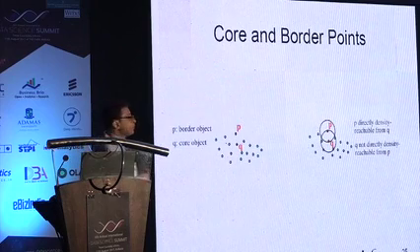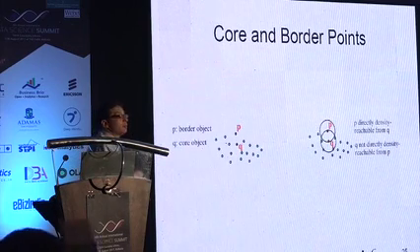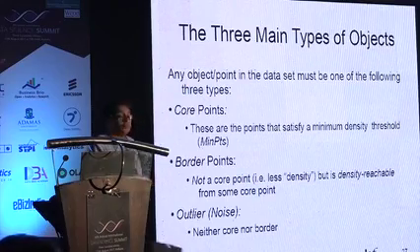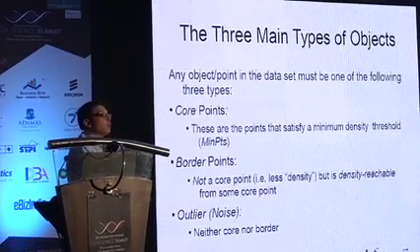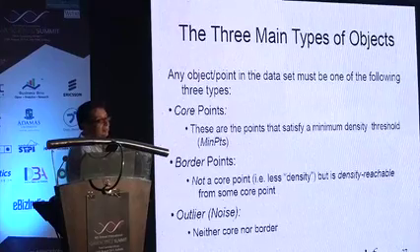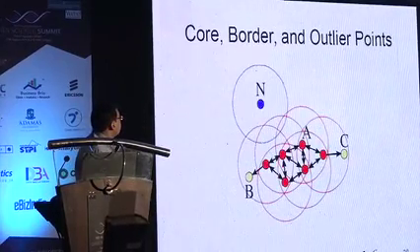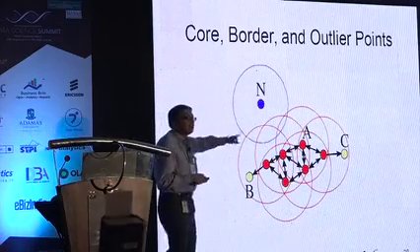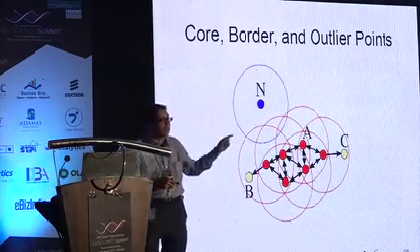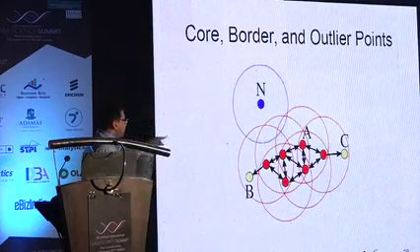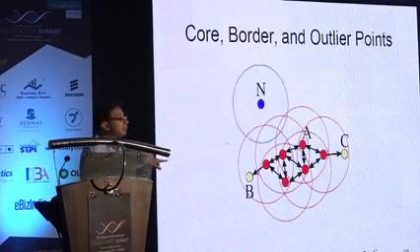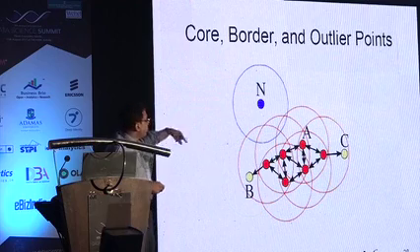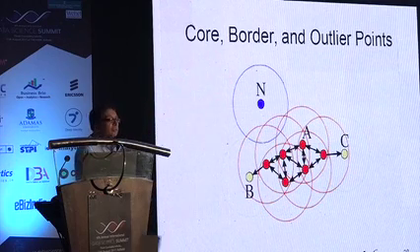And then there is the concept of core points and border points. I will just go through these slides. There are three kinds of points: core points, border points, and outliers, as I said, noise. If you look at this diagram, the red points are all core points because you can jump from one to the other directly. The yellow points are the border points, and that blue point there is the outlier because you cannot jump to that point from any of these points.